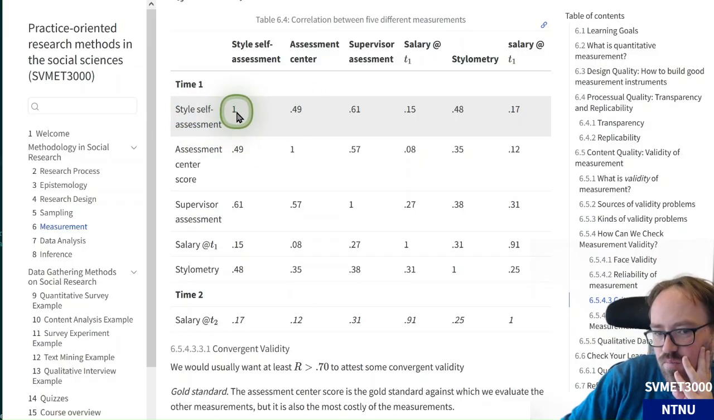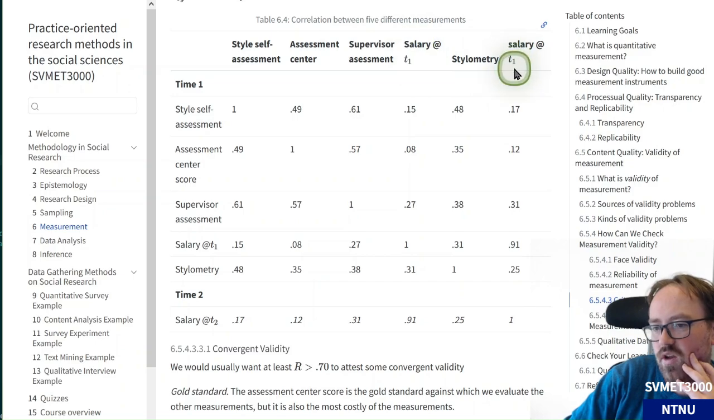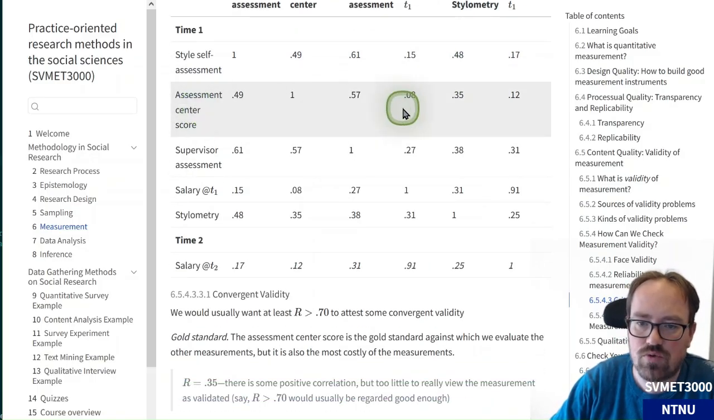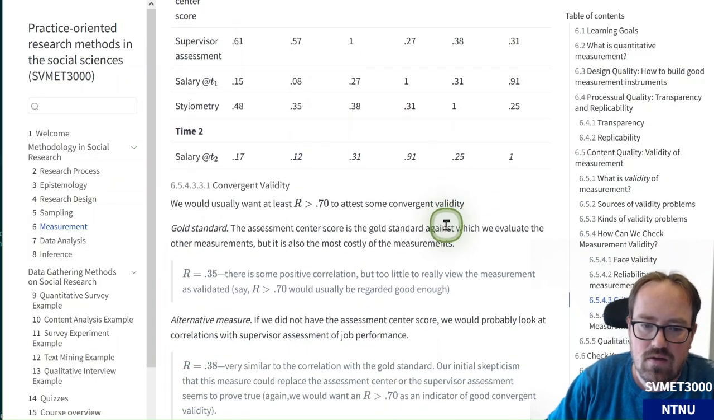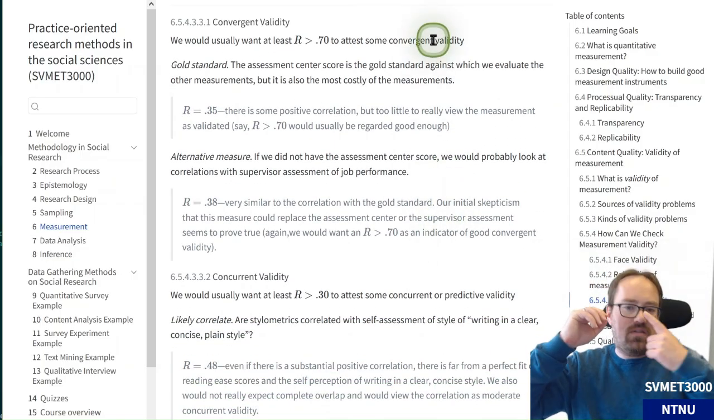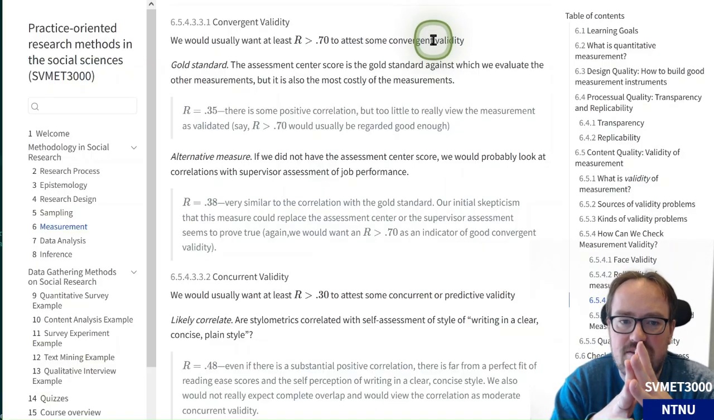correlated with itself perfectly at 1, and 0.49 with the assessment center, 0.61 with the supervisor assessment, 0.15 with the salary at 0.1, and 0.17 at time 2, this is a typo, and 0.48 with the stylometric score, the flash score. Okay? So this is how to read this table. And now we can investigate the different sorts of validity.